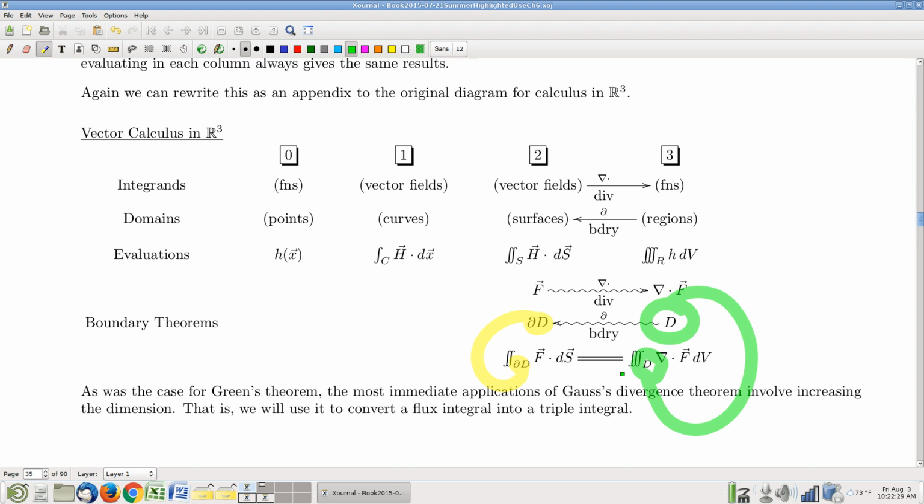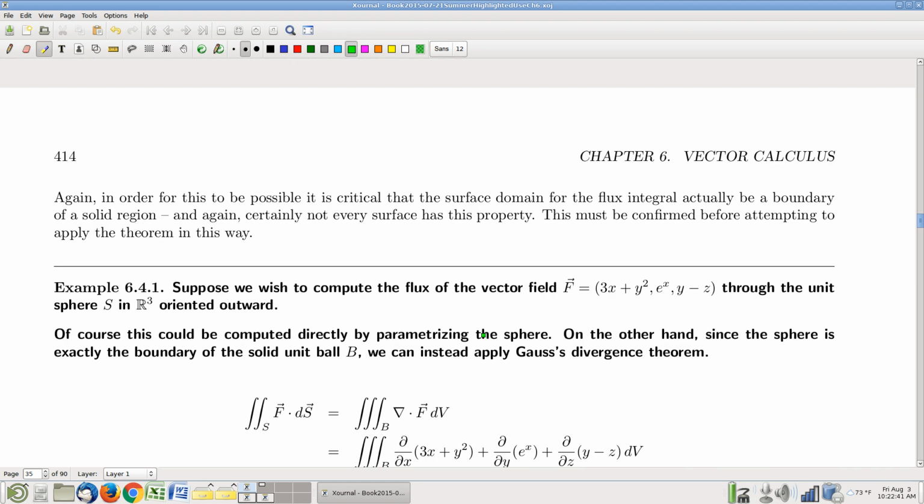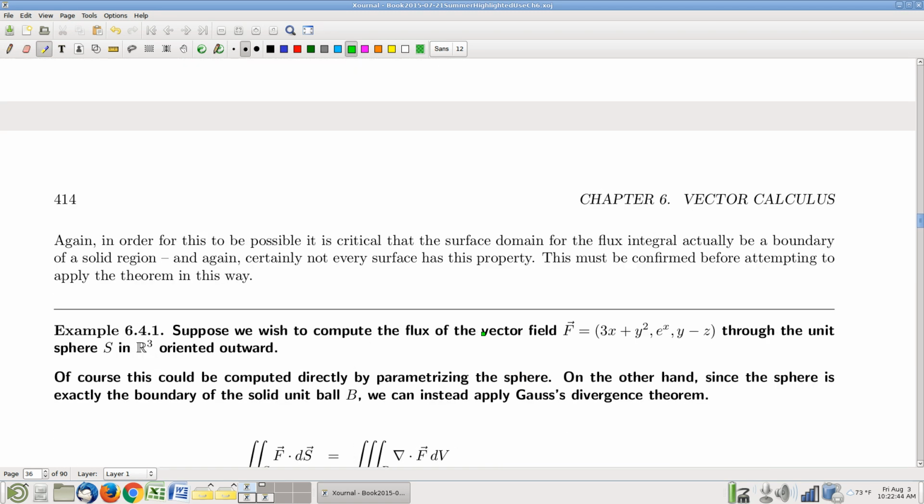And the reason I make such a big deal out of this, by the way, notice it's morally equivalent to a point that I made about Green's theorem. Same point. The reason I make such a big deal out of it here is that every year a question will come up on the exam or on a midterm, where the question is to compute the flux through blah blah blah. That's not a boundary.